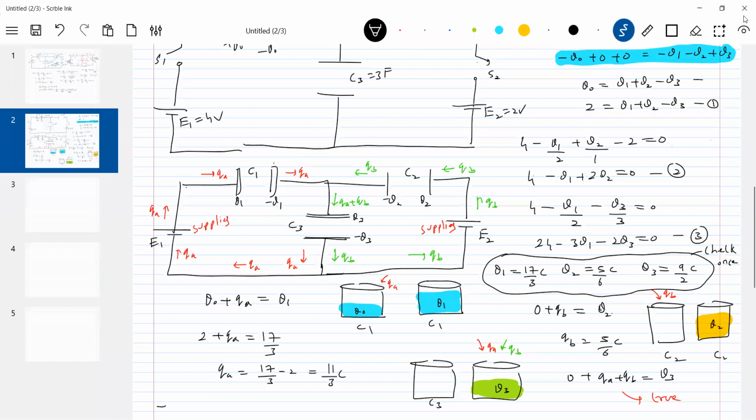Charge of a plate must be considered. I applied KVL. Yes, sir, Q3. Equation 3 is not satisfying, sir. Sir, Q2 equal to 2 by 3 coulomb, Q1 equal to 16 by 3 coulomb, Q3 equal to 4 coulomb. Yes, sir. Those are the values.